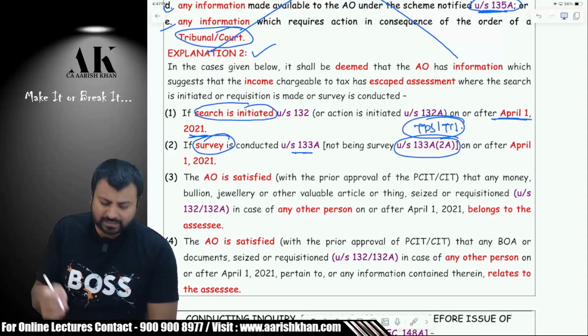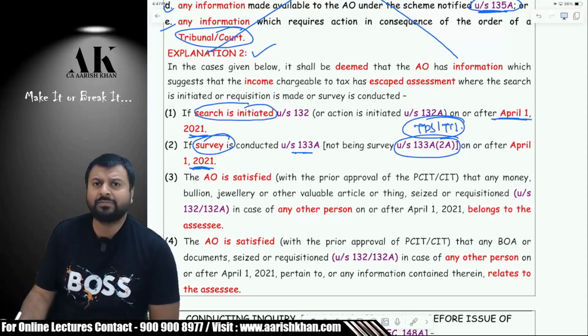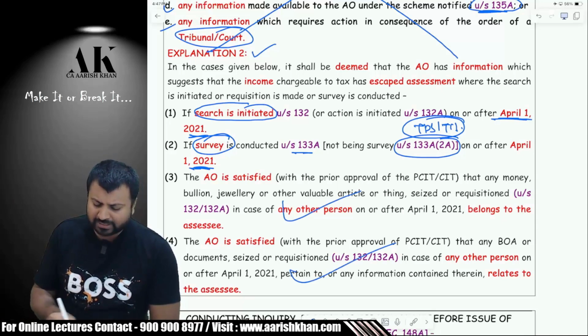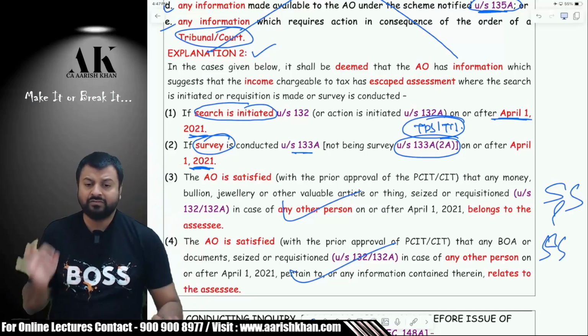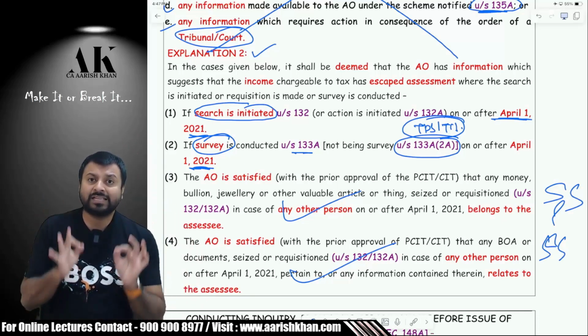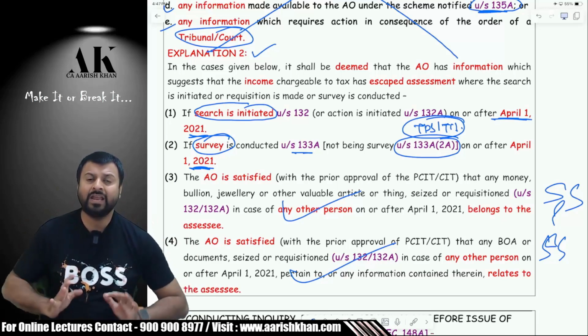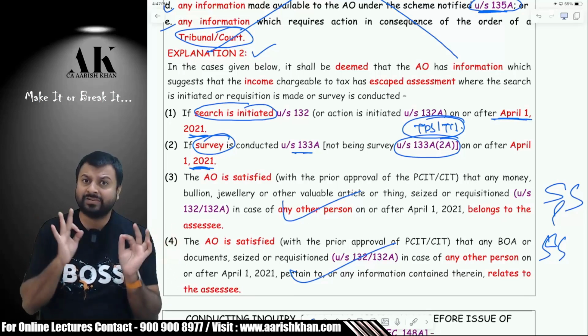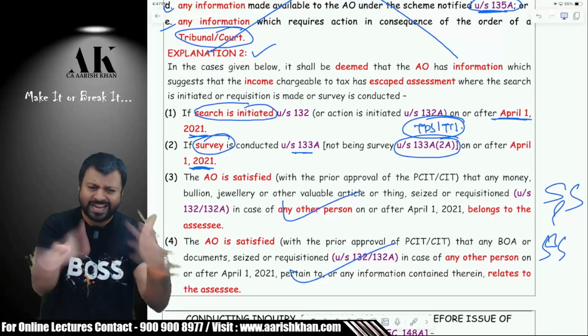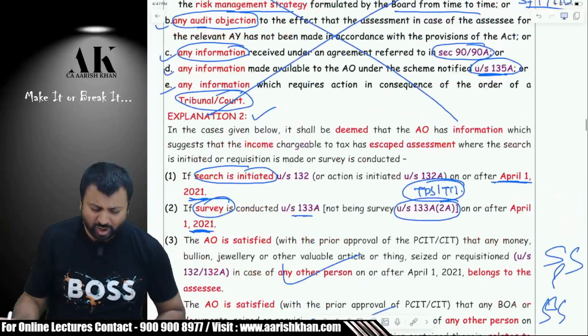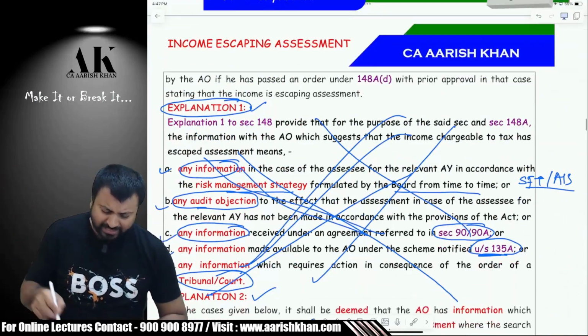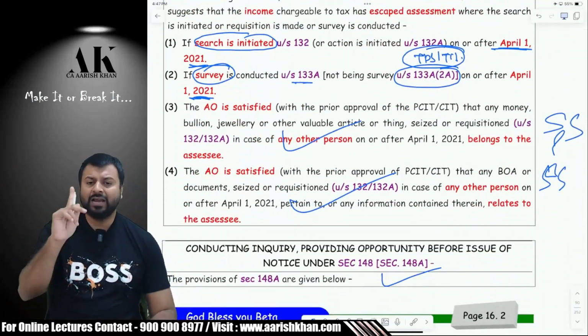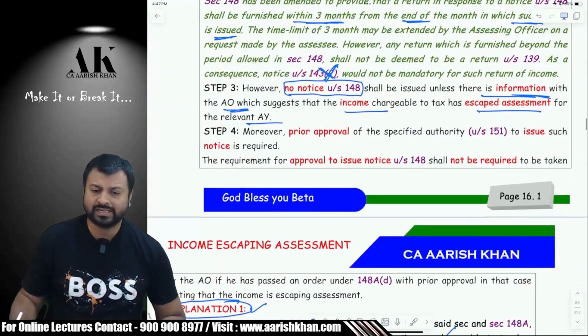Apart from that, all other surveys conducted on or after 1st April 2021 are covered. The third and the fourth point are also with respect to search and seizure only. You can check it over here. So if on or after 1st April 2021 there is a search conducted on you, or on or after 1st April 2021 there is a survey other than a TDS and TCS survey conducted on you, then the AO will directly send you notice under 148. He does not have to prove that there is some escapement. It is deemed to be escaped in that case. I hope it is clear to all of you. Is it clear to all of you?